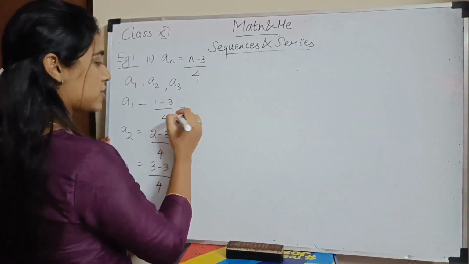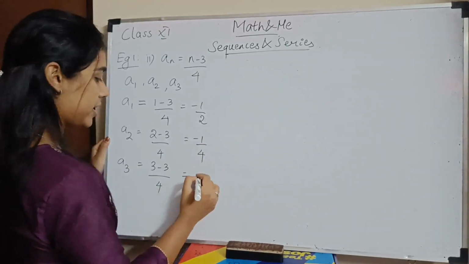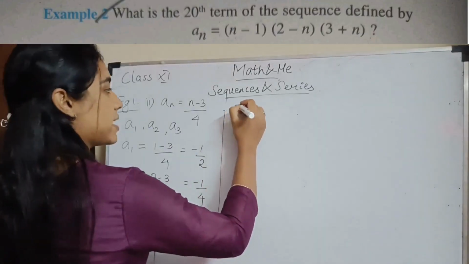This is how you find the nth term, by just substituting. So what do you get? Minus 2 by 4 is minus half. Here you get minus 1 by 4. Here you get 0. Okay? Very, very simple. Moving on to example 2.